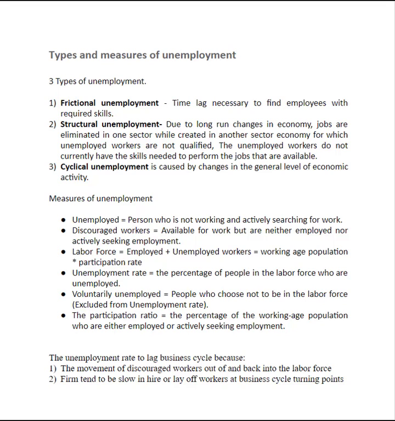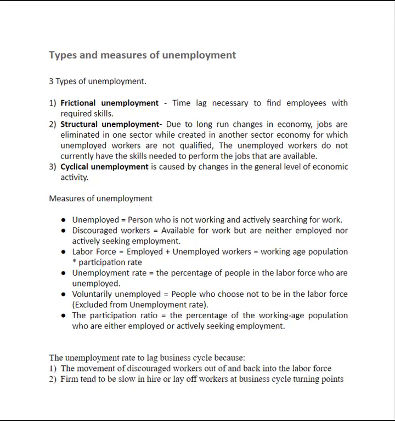Structural unemployment happens when jobs are lost in one sector of the economy, but they are created in another sector of the economy. So take an example of paper-based media and IT-based digital media. With the advancement of IT, jobs in paper-based media have gone down because fewer people are reading paper-based newspapers or magazines, and the younger population is more inclined towards reading online or digital content. So that's one of the examples.